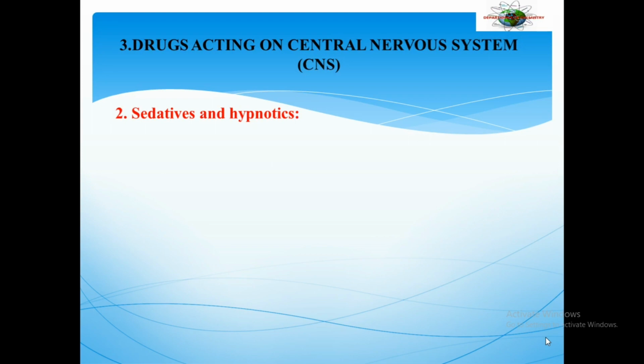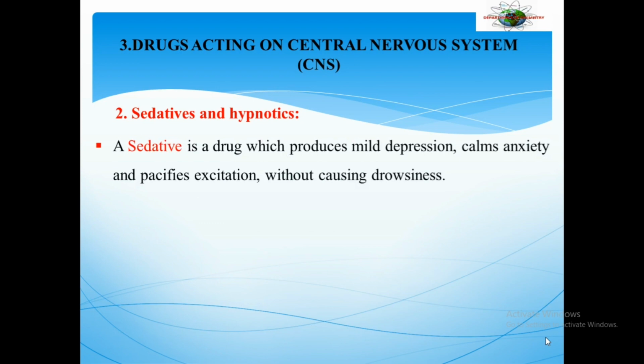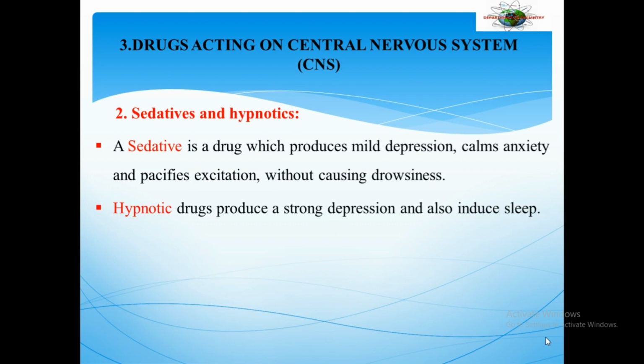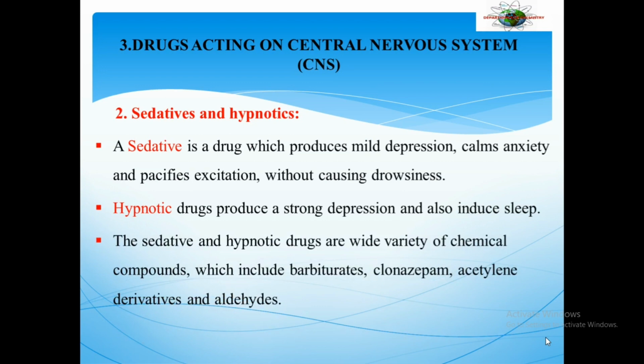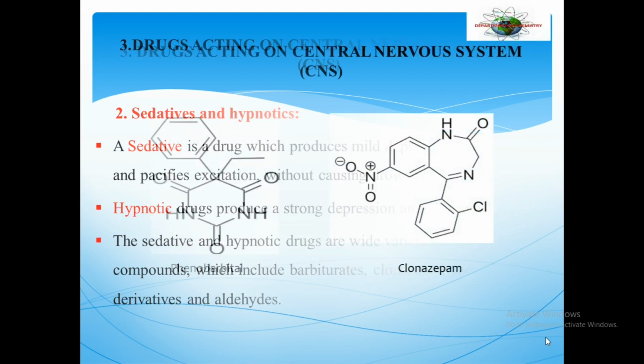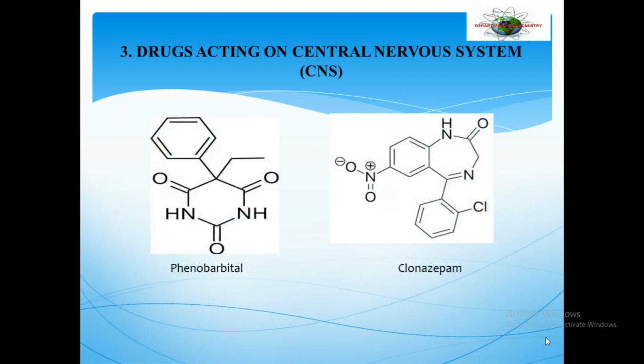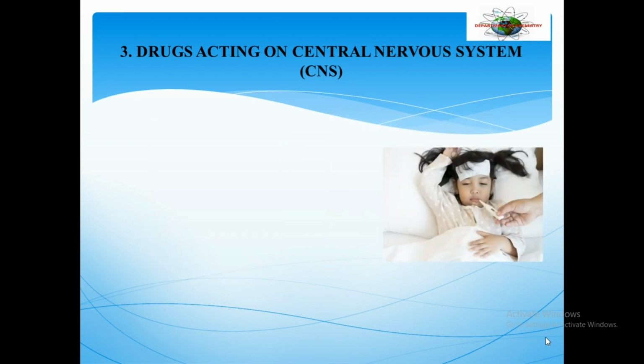The next class of non-selective CNS depressants are sedatives and hypnotics. What is a sedative? A sedative is a drug which produces mild depression, calms anxiety, and pacifies excitation without causing drowsiness. Hypnotic drugs produce a strong depression and also induce sleep. The sedative and hypnotic drugs are a wide variety of chemical compounds which include barbiturates, clonazepam, acetylene derivatives, and aldehydes. These are the examples: phenobarbital and clonazepam.